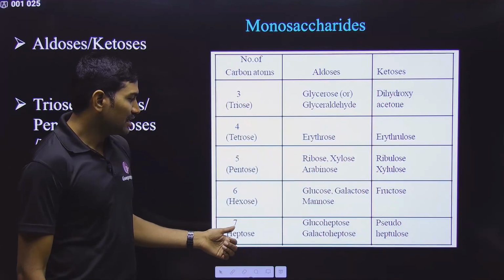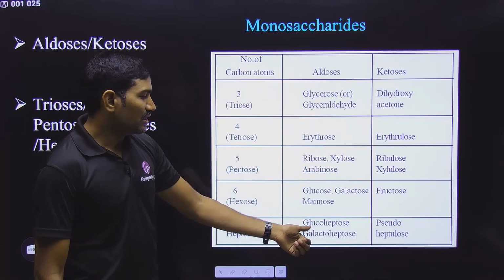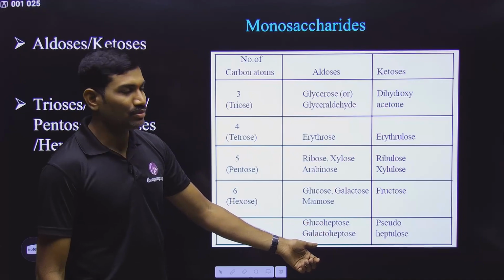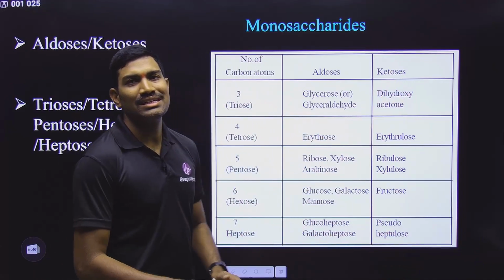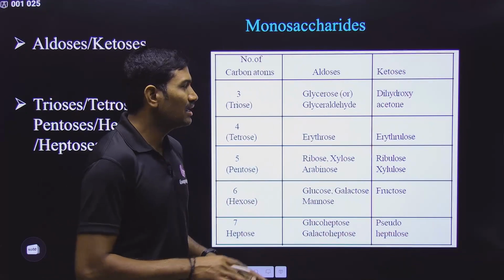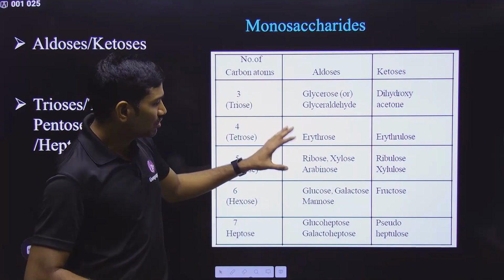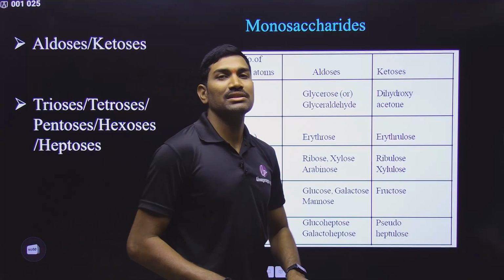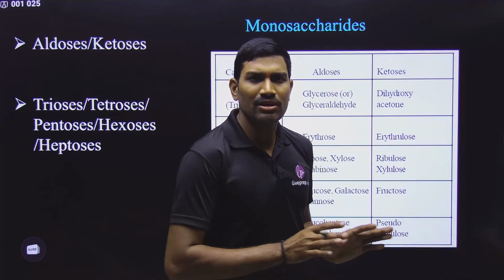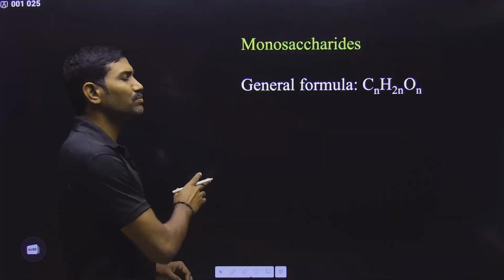Next, regarding the heptoses, the aldehyde group containing ones are glucoheptose and galactoheptose. For the ketone, it is pseudoheptulose. These are some standard and important examples from the monosaccharides. In each group many other examples are also present, but they are not all needed. Please go through some standard important examples.